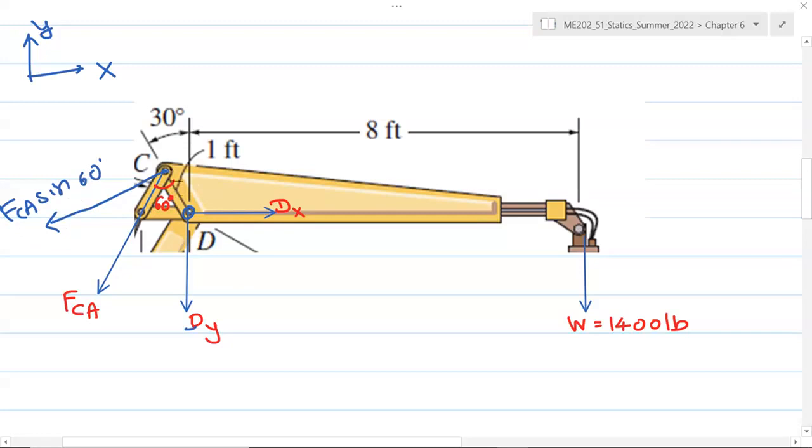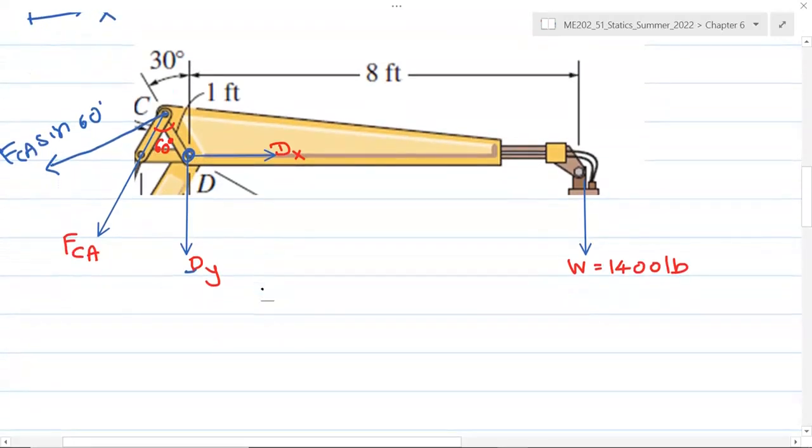So the perpendicular distance between C and D is 1 foot. So FCA sine 60 multiplied by 1 exerts a counterclockwise moment at D. So we will apply the equation of equilibrium. Sum of moments at D is equal to 0, and counterclockwise is positive.